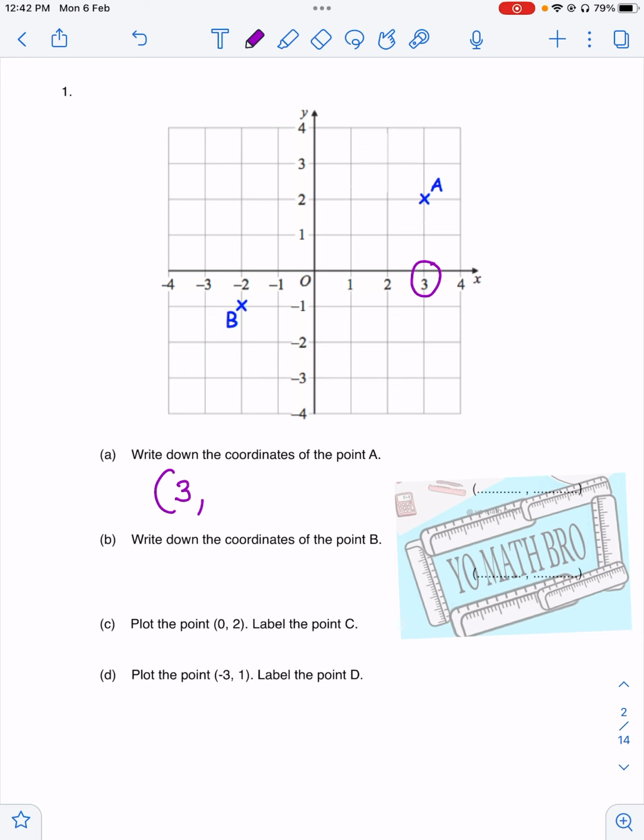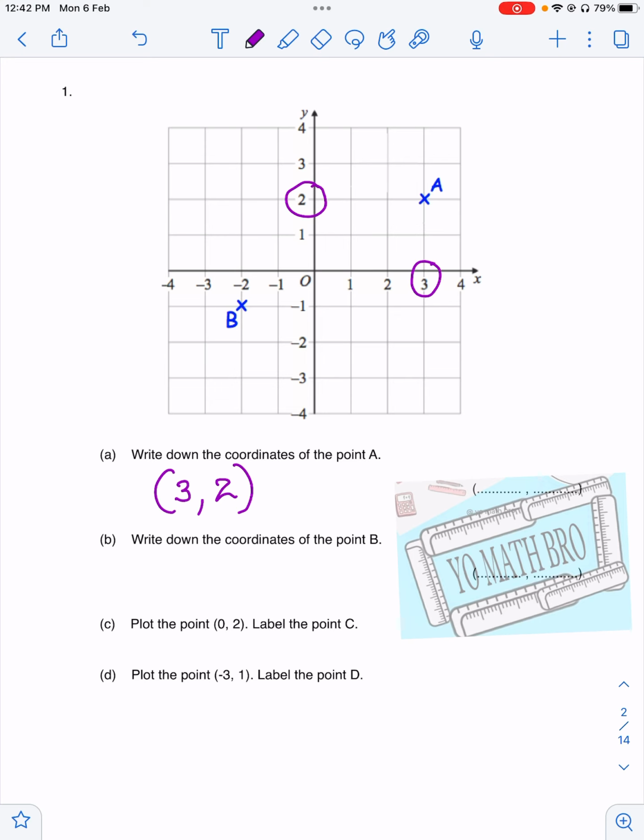And if I go towards y, it will intersect at 2. So my answer for A is 3, 2. I hope you guys have understood. If not, just comment and I will answer your questions.